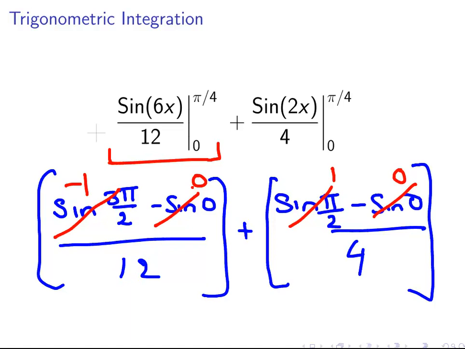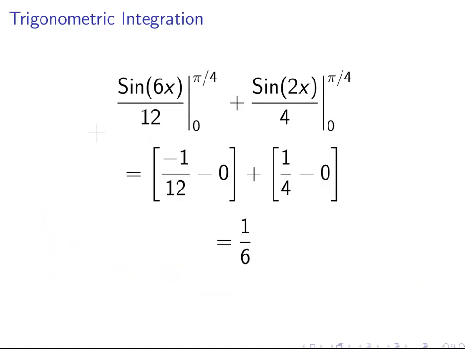Moving on to the next slide here, we have minus 1 over 12 minus 0 plus 1 quarter minus 0. And so adding those two values together, minus 1 over 12 plus 1 quarter, that works out to be 1/6. So our answer is 1/6.